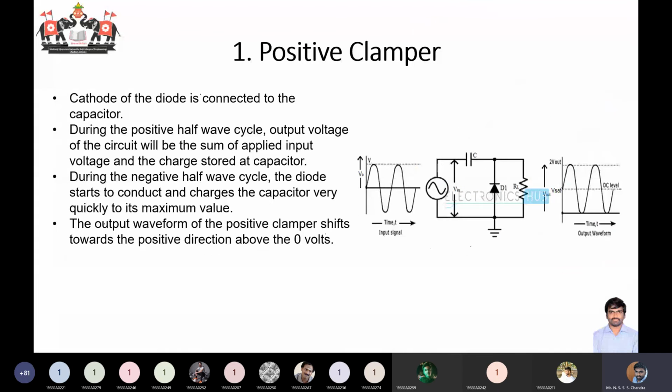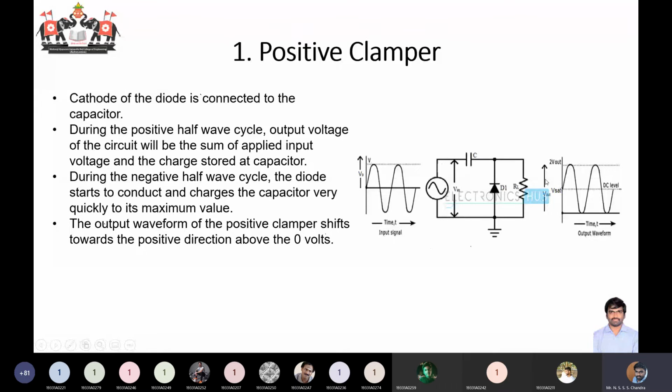Now let us check this positive clamper. Today I'll only finish the positive clampers. Negative clampers we'll discuss in the next class. So first you have a circuit here. As I told you, we have a capacitor in series with your input voltage source, and you are keeping the diode in this position. In the diode, the anode is grounded, whereas the cathode is connected to the capacitor, and across this diode you have your load resistor. Across the load resistor you will take your output voltage.